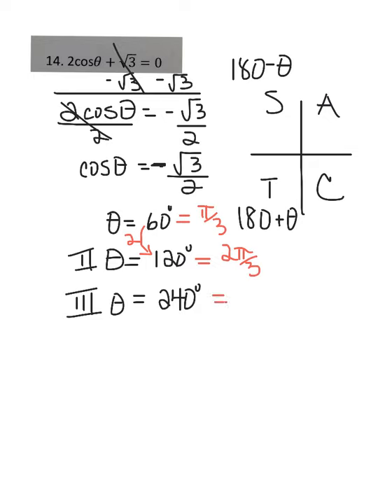So let's do that again. So again, I know that this is going to be some multiple of pi over 3, and I ask myself, what do I multiply 60 by to get to 240? And hopefully you'll think, oh, that's 4. So then I just put a 4 there. And here are my two answers.